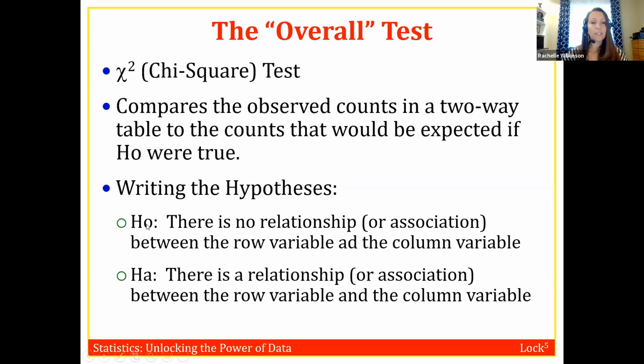So when we write the hypotheses, the null hypothesis says there is no relationship, or using the word association is also okay, between the row variable and the column variable. And the alternative hypothesis is that there is a relationship or association between the row variable and the column variable. Of course, when you write this for an actual problem, you're going to fill in the names of the row variable and the column variable. This is just the generic way that we write the hypotheses for this chi-square test.